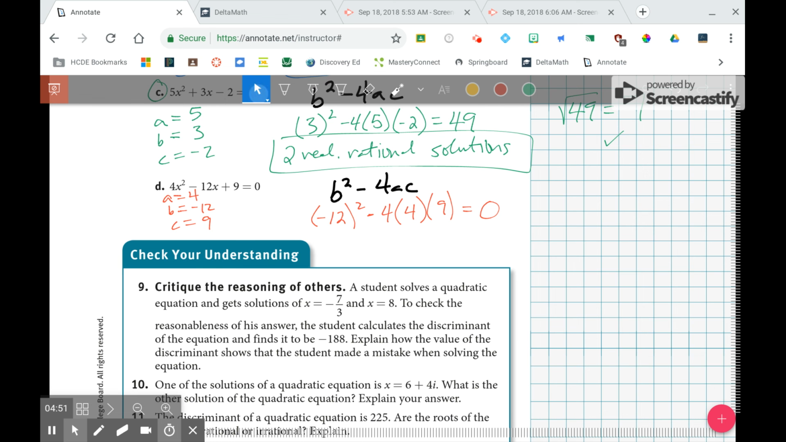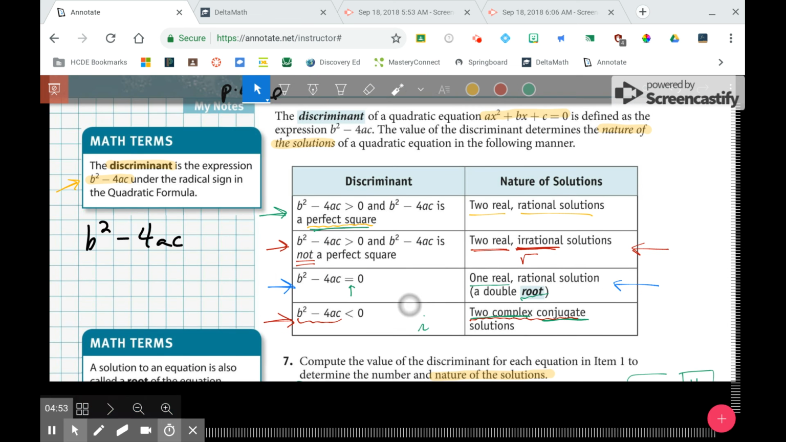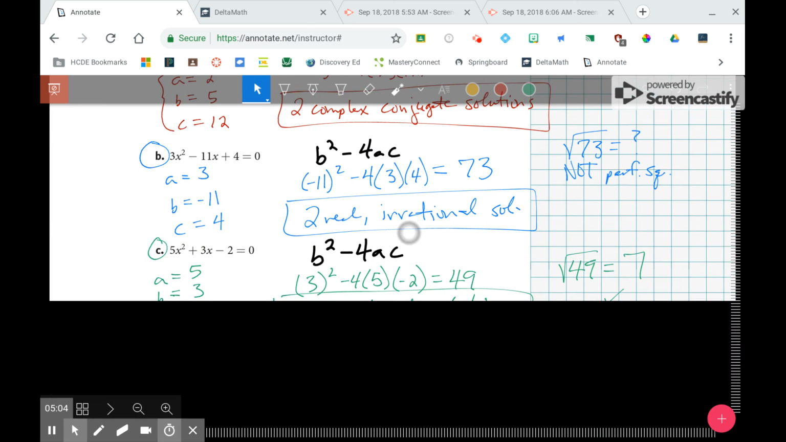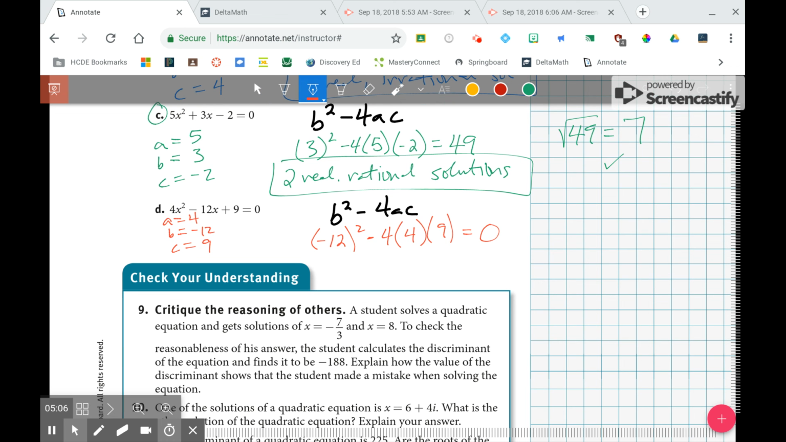Well, when you get a discriminant of 0, let's go back over to our chart. That tells us the nature. So discriminant 0 is right here. So when the discriminant is 0, it is one real rational solution. So that's what we write: one real rational solution. So that finishes up discriminant. Now you can go practice on Delta Math.